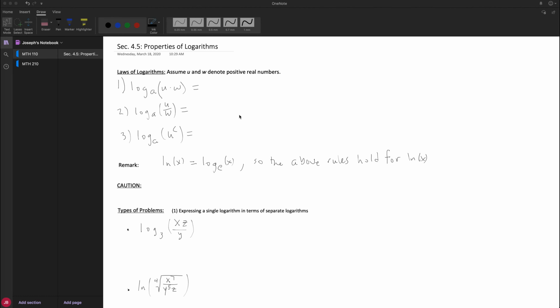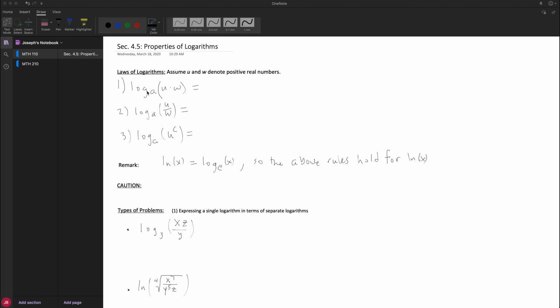Hello Math 110 class, and welcome to section 4.5, where we'll be talking about properties of logarithms. The goal ultimately will be later in the section to solve or simplify some expressions and ultimately solve equations. So let's first get started with what are known as the laws of logarithms. Here we're going to assume u and w are positive numbers. Otherwise, the individual logarithms won't make sense.